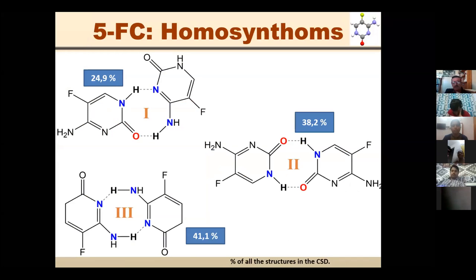In the case of this 5FC, we have mainly three different types of intermolecular interactions that form dimers, this one NHO, with three different dimer forms, being this one called form three, the main one with higher probability, that is the NHN, with double NHN in here.